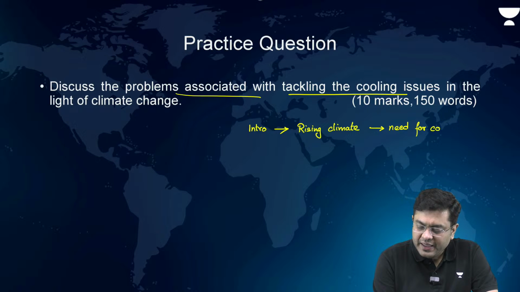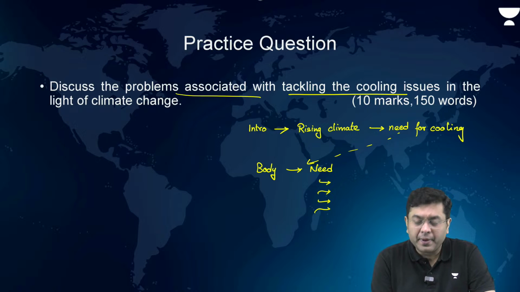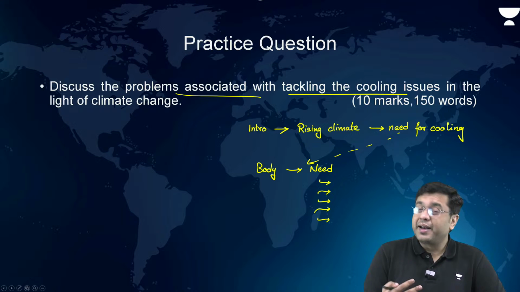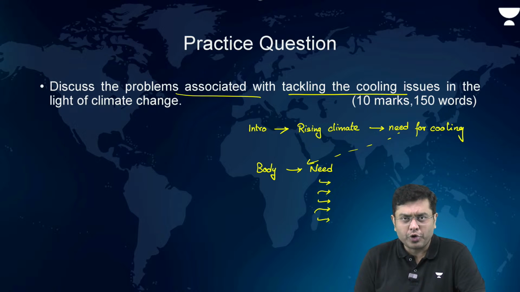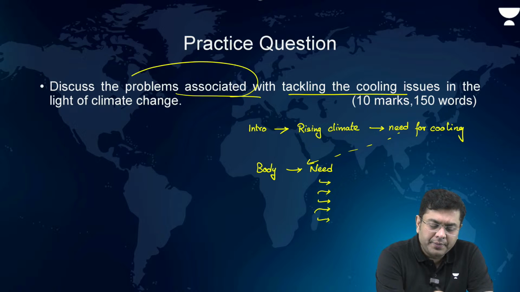Okay. Now this need for cooling will provide a transition as you move into the body, and there in the body further elaborate on the needs: heat waves, then productivity, then talk about medications, food supplies, cold chain systems, storage systems for agricultural produce, all of that you talk about. Then talk about, and that should be brief, the problems associated.